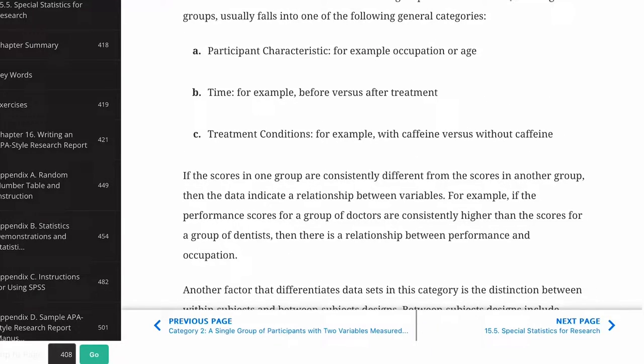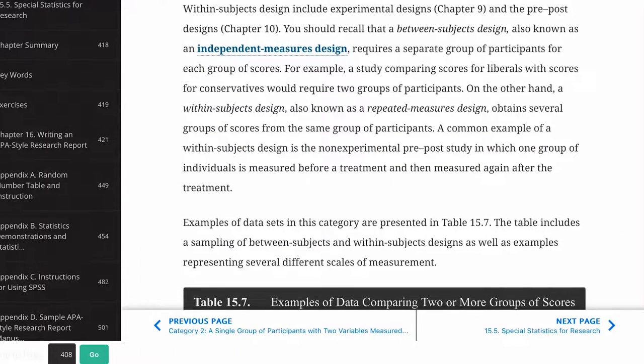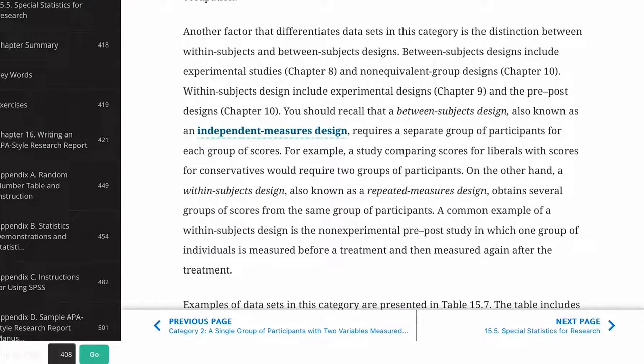Also, as a reminder, there is between subjects and within subjects here as well, meaning that you can have that between subjects or independent measures design where it's a separate group of participants for each group. And so your book uses the example of comparing scores for liberals and conservatives. Obviously, you have to have 2 different groups of participants.